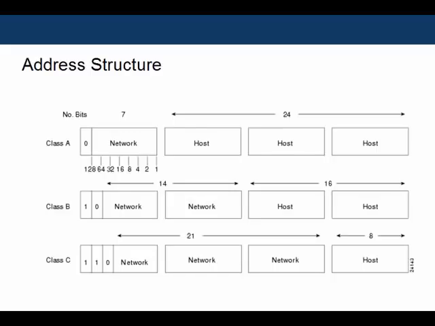In a B-class address, the first 2 octets are reserved for networks. So I can have more networks with B-class address than I can with an A-class address, but I have fewer hosts. With a C-class address, my first 3 octets are reserved for network, and only my last octet is reserved for hosts. Thus, I can only have 254 valid IP addresses in a C-class network.